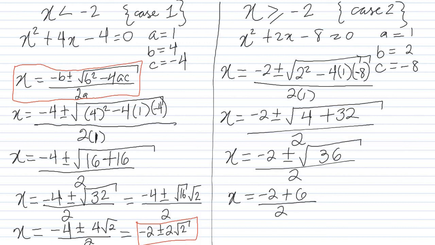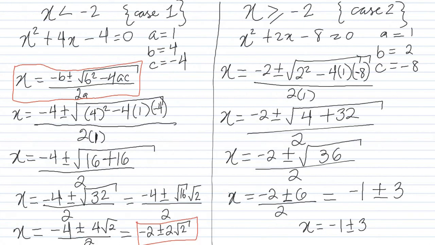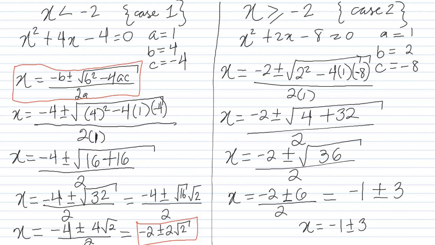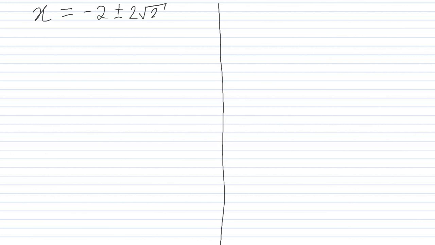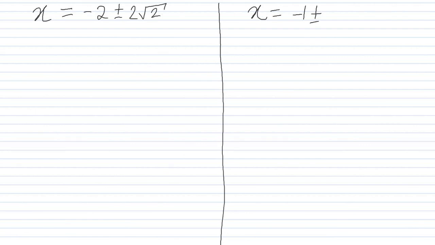Okay, divided by 2. So that will be negative 2, right? So that would be negative 1 plus or minus 3. That's what x is. X equals negative 1 plus or minus 3. Guys, you can see I'm doing both cases at the same time, so you can seriously just compare. I'm just going to rewrite what we had previously. So x equals negative 2 plus or minus 2 root 2, and x equals negative 1 plus or minus 3.